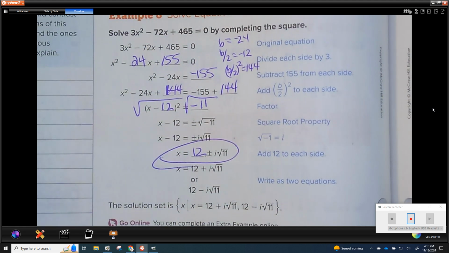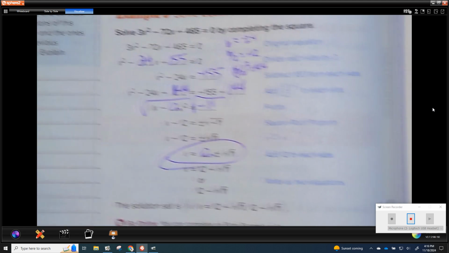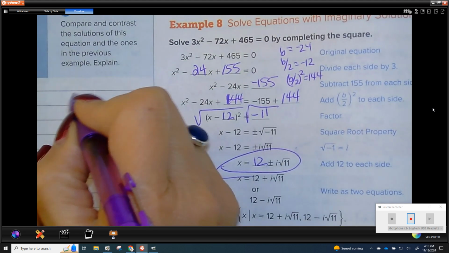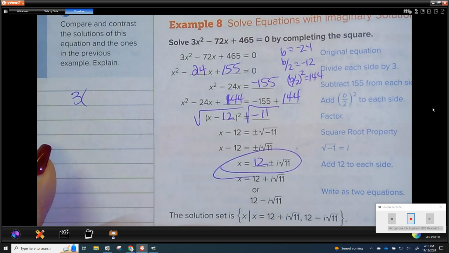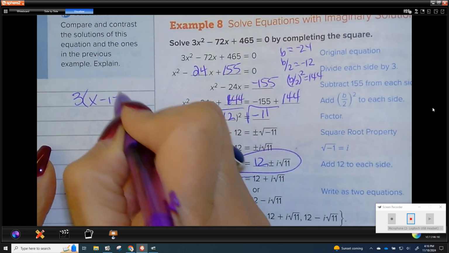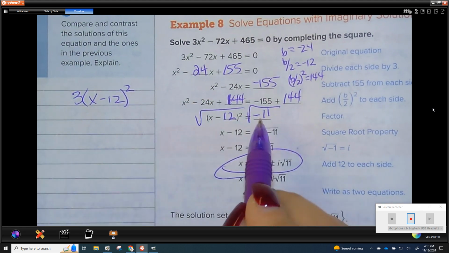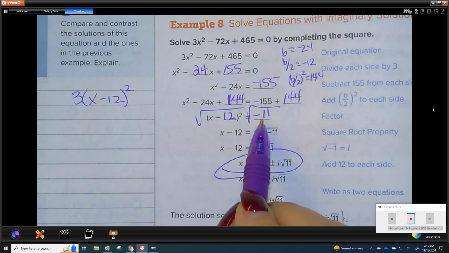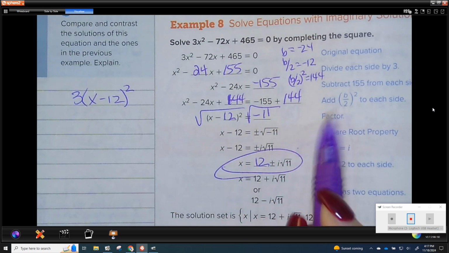Again, I'm not going to show you vertex form on this because we had to divide out that 3, and what is going to happen is going to be 3, where is it, x minus 12 squared. The only thing is, I think it's 3 times this when you move it over.